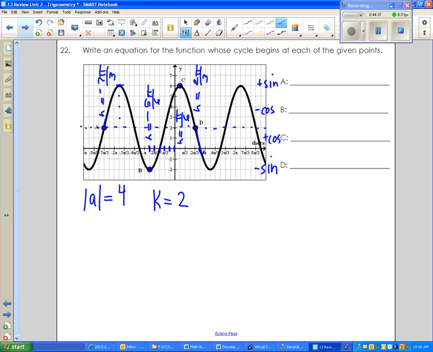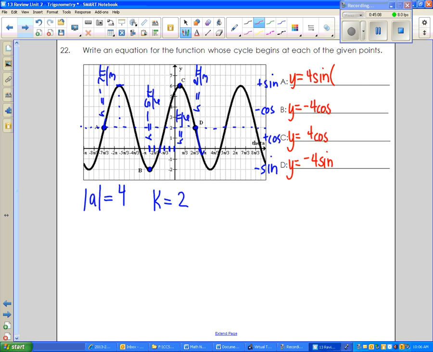And I like to do it this way so that I'm consistent. So for example, in letter A, I'm just going to start off with y equals, y equals, y equals, y equals. I know the A value is going to be 4 for all of them. So I know that I'm going to start off with plus 4 times the sine. In letter B, it's going to be negative 4 times the cosine. In letter C, it's going to be positive 4 times the cosine. And in letter D, it's going to be negative 4 times the sine.